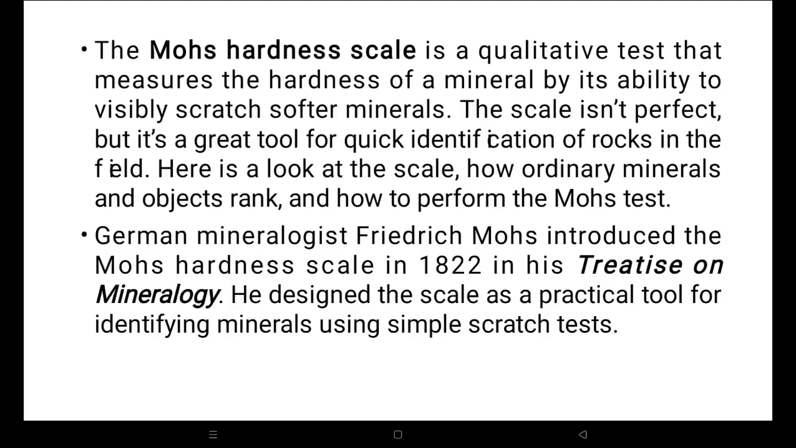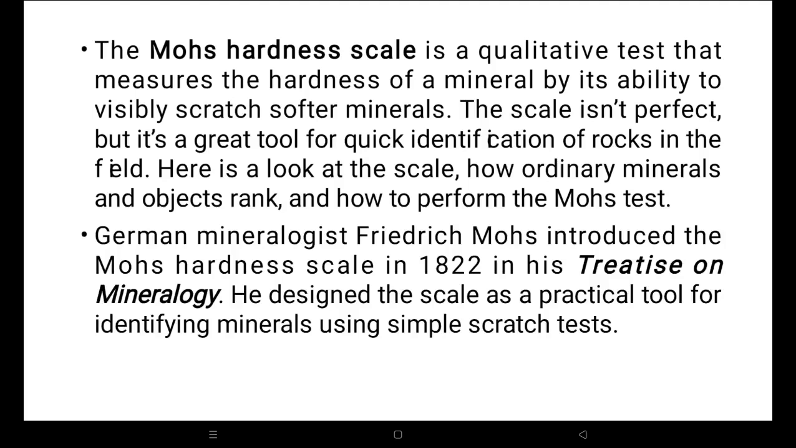So this is not a quantitative scale, this is a qualitative scale. So what is qualitative? Qualitative means this is comparative, meaning in comparison to this material, this mineral is soft or hard. Quantitative means it will give some absolute number, like this hardness is 1500 or like that. This is a qualitative scale.